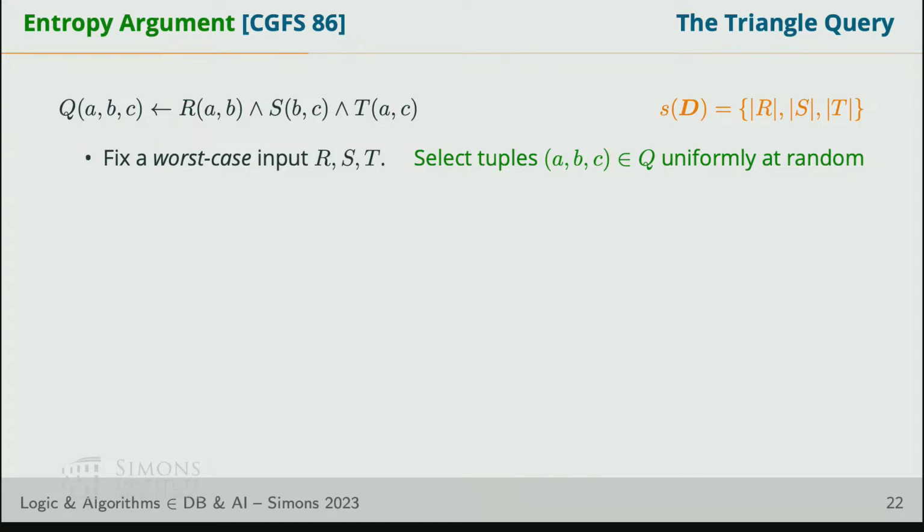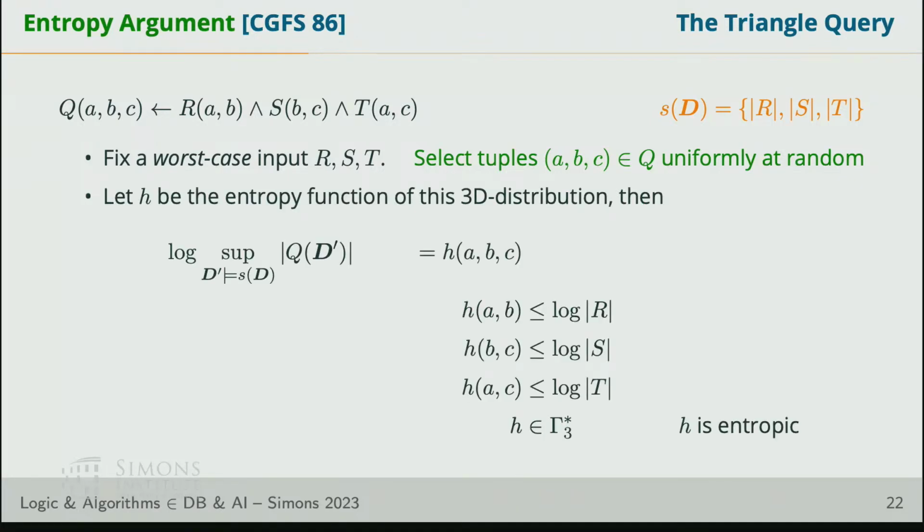So what do we know about this distribution? Well, we know that because it's uniform, the entropy of that distribution is going to be log of the support, right? And the support, because it's worst case input, is exactly the quantity we're interested in, right? So that's the quantity, and log of the support is H of ABC.